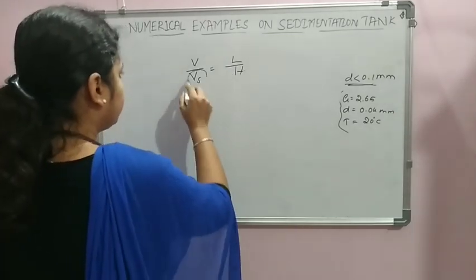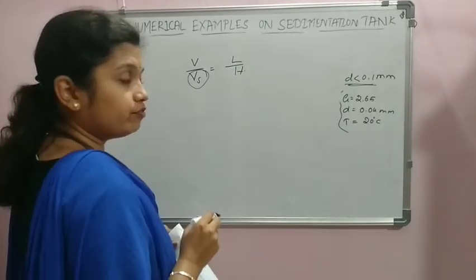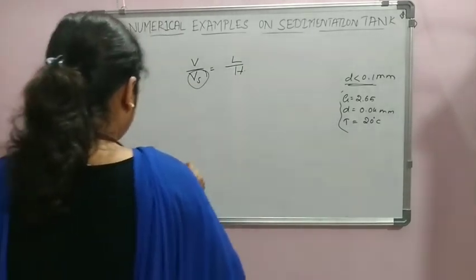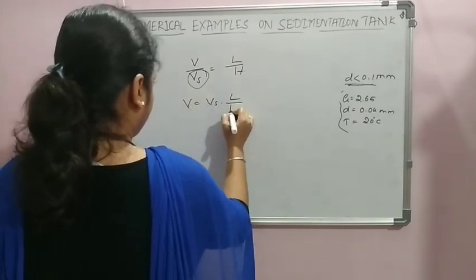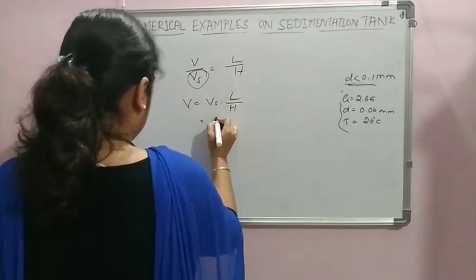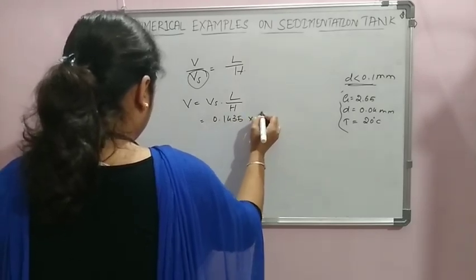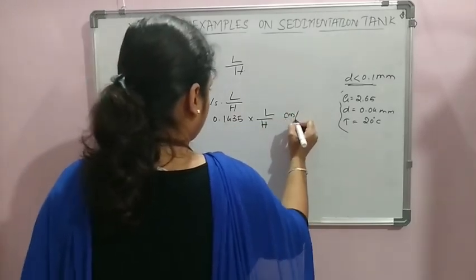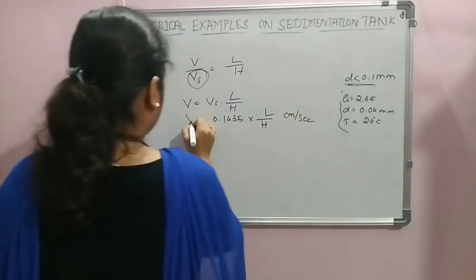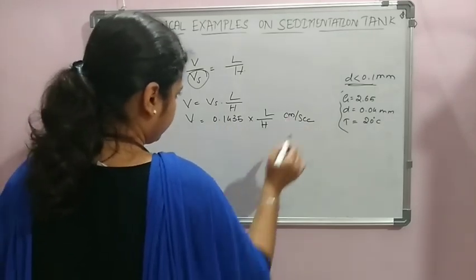So already we know the data for the settling tank. Let us substitute the data, and V is the maximum flow velocity. V is equal to Vs into L by H. So Vs, we have it as 0.1435 into L by H. This is in centimeters per second. So V is equal to 0.1435 into L by H centimeters per second.